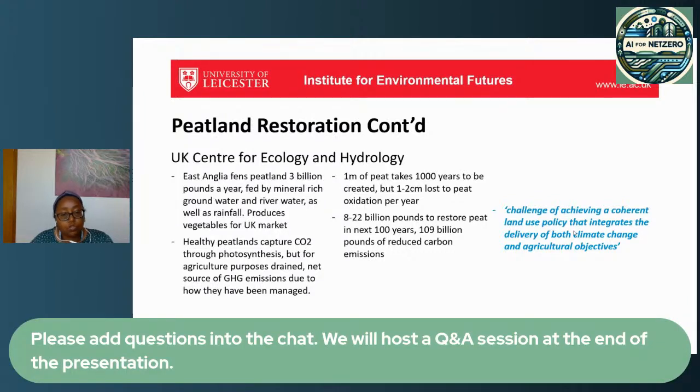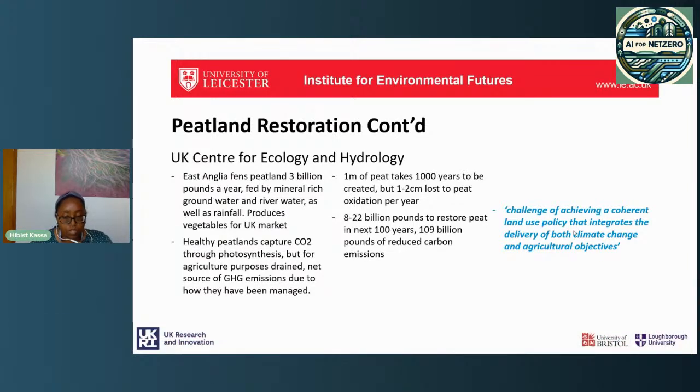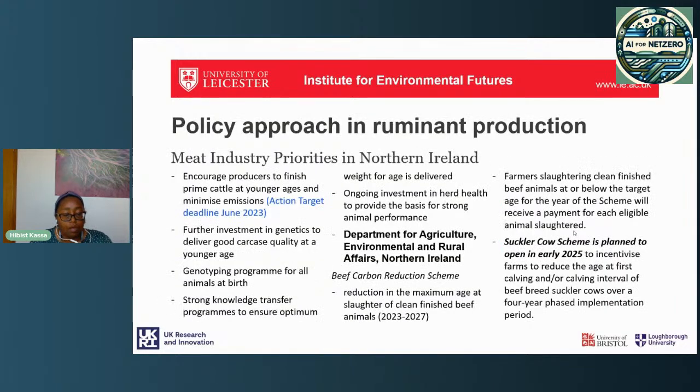It may cost up to 8 to 22 billion pounds per year to restore peatlands in the next 100 years, but it may save 109 billion pounds of reduced carbon emissions. So the challenge is finding a coherent land use policy that will integrate how you deliver your objectives in responding to climate change and reducing greenhouse gas emissions, but also achieving your agricultural objectives. And what are the trade-offs? What is the likely impact of decisions that are made?